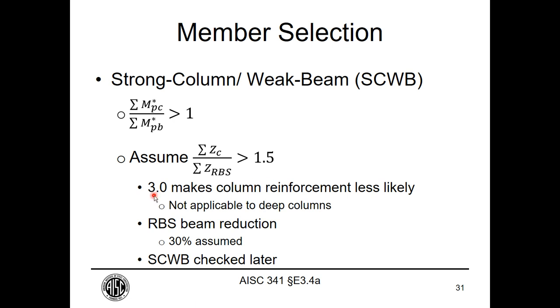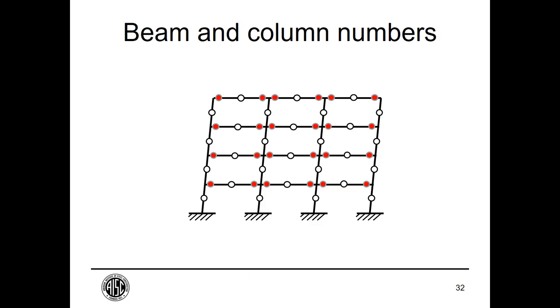I will say that the higher you make this ratio, the less likely it is you will need column reinforcement. So we'll see later on that if we had selected 3, maybe we wouldn't need a doubler plate or continuity plates. However, this is only for, say, a W14 column. It doesn't really work for a deep column type of structure. All right, so we're going to assume that the RBS is reducing our flexural strength by about 30%. We'll select our members, but we will have to check strong column, weak beam explicitly later.